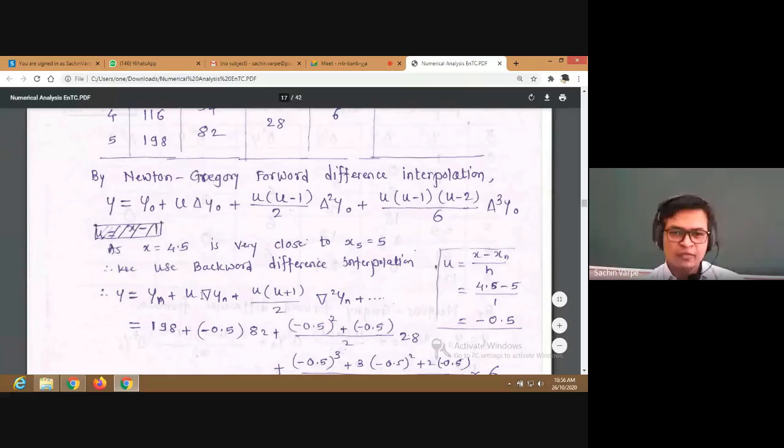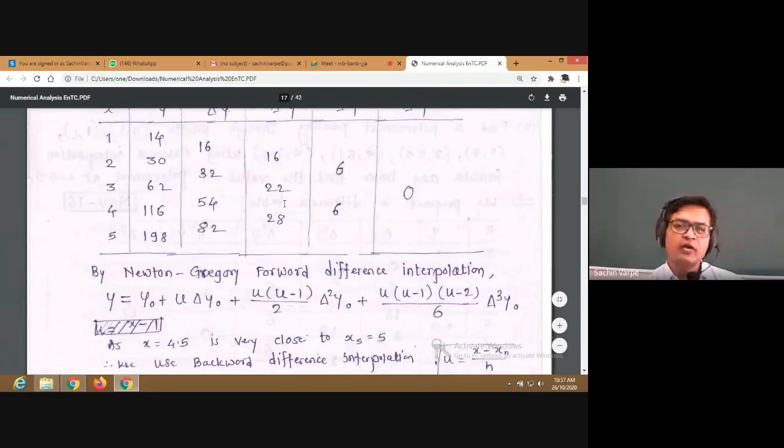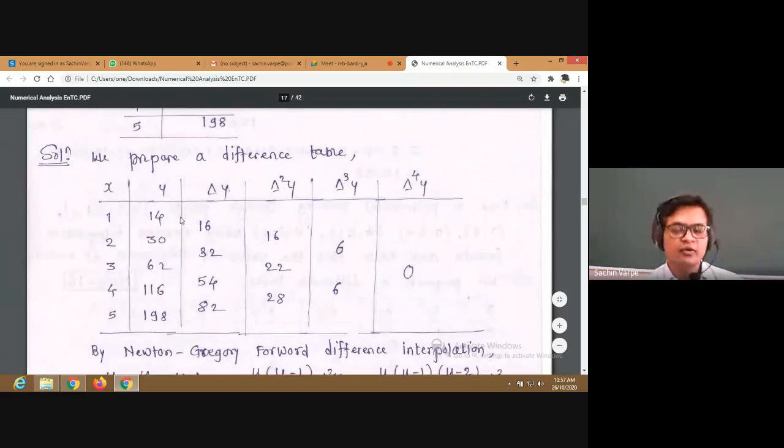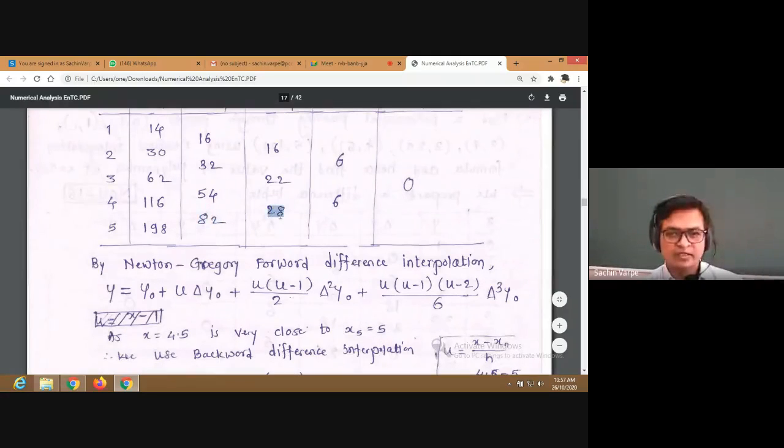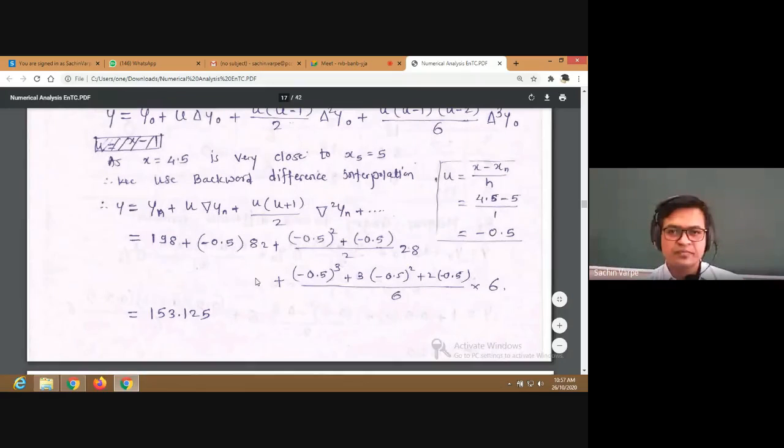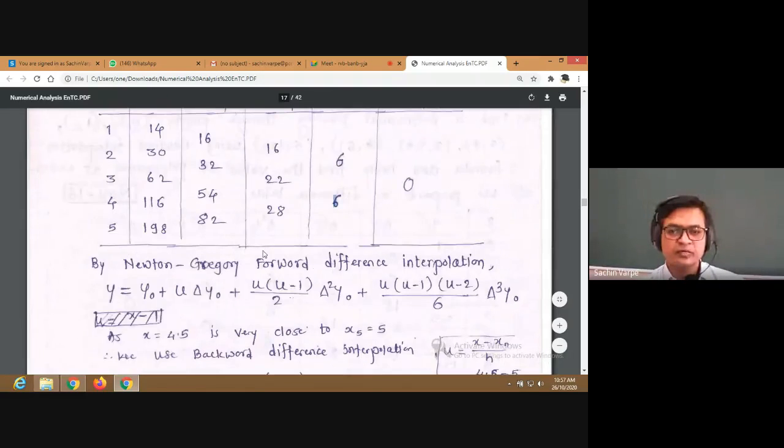Either we can get these values of delta yn, delta square yn from the forward table only, or we can prepare a backward difference table of this. Actually these last values are the values of yn: this is delta yn, this is delta square yn, this is delta cube yn, and so on. You can see 82. So from the forward table only we can write this value.